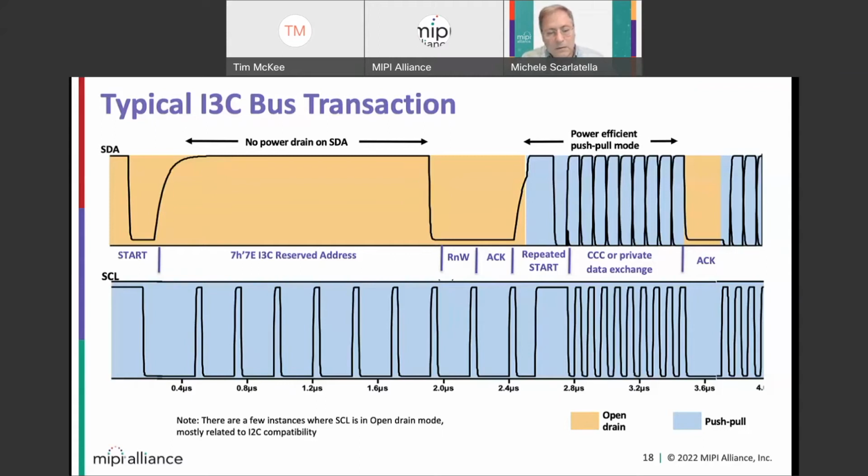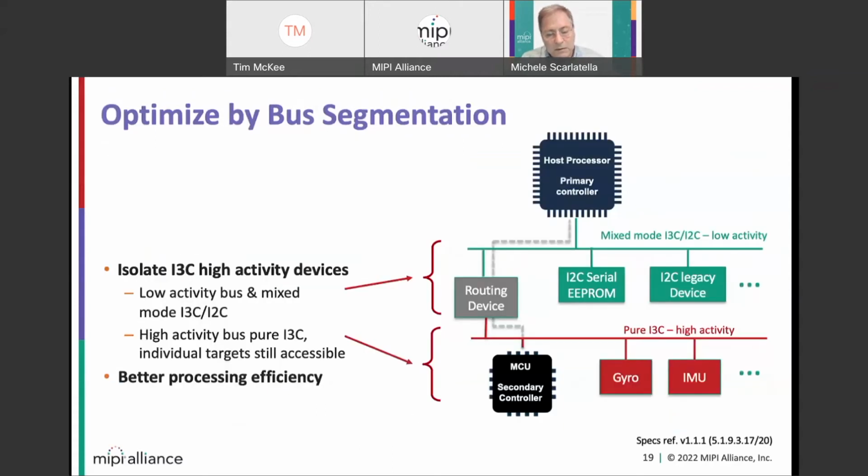So with this description in mind, let's go back to the diagram we saw before, on segmenting a system into a high activity and a low activity bus. You understand, I think, better now why it is a good thing to have a pure I3C bus. You don't need to worry about all this compatibility. You can run much faster.